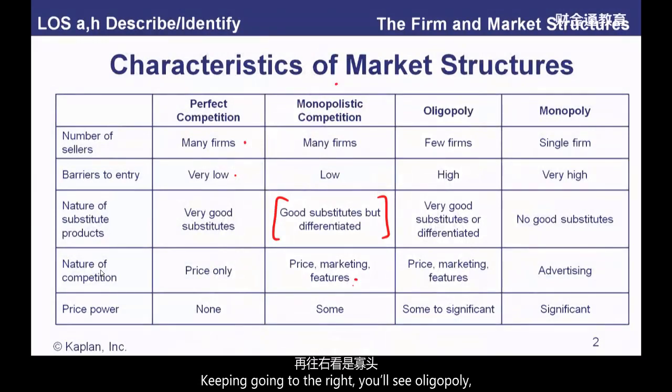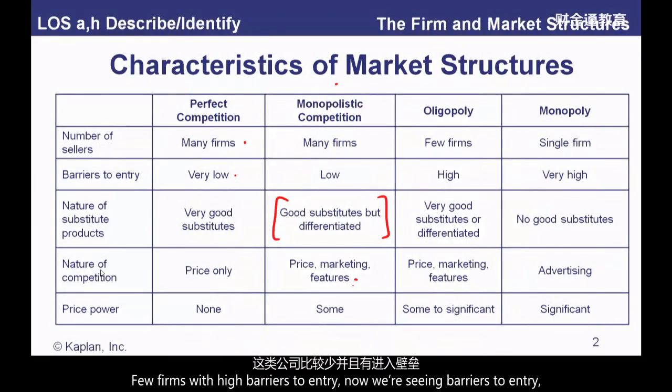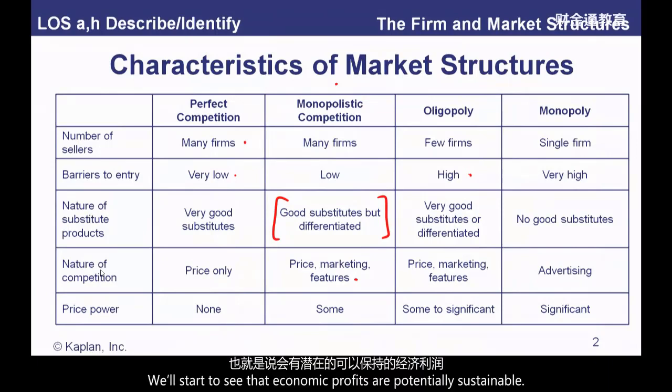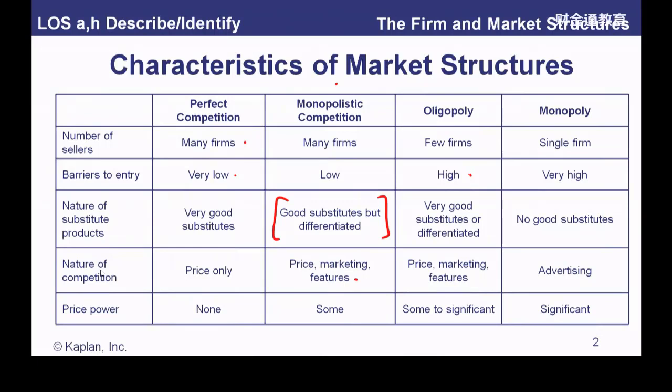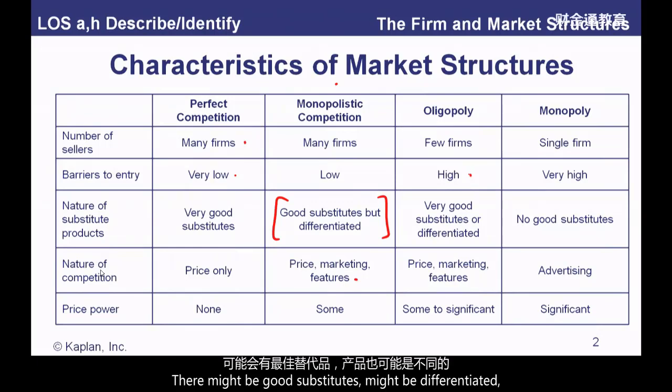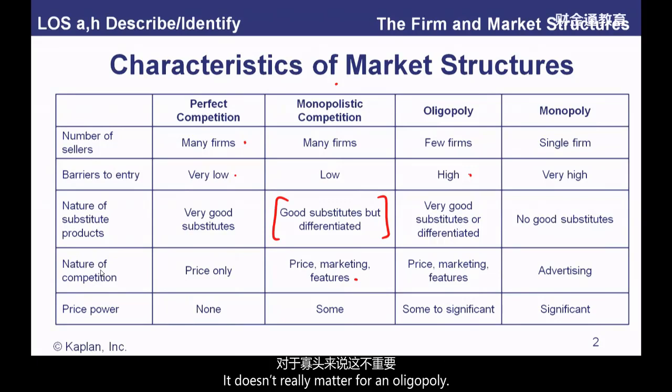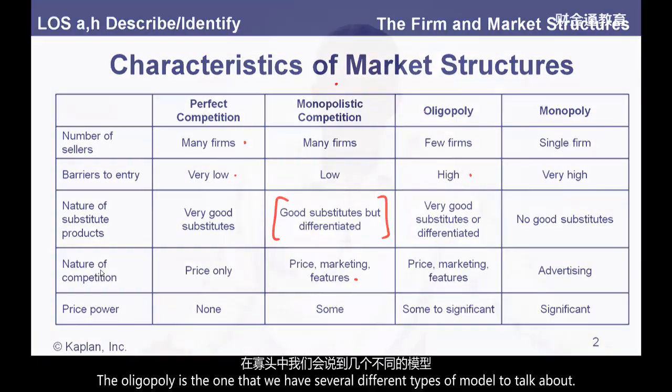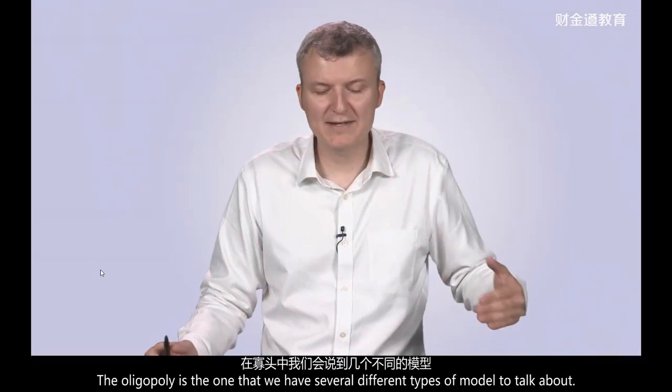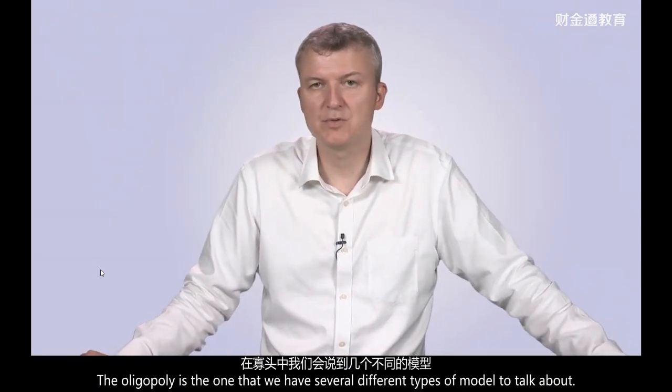Keep going to the right, and you'll see an oligopoly: few firms with high barriers to entry. Now we're seeing barriers to entry, we'll start to see economic profits that are potentially sustainable. There might be good substitutes, might be differentiated. It doesn't really matter for an oligopoly. They will compete on price. So again, we're going to see a downward sloping demand curve and some pricing power, significant pricing power. It depends on the model we look at. The oligopoly is the one where we have several rather different types of model to talk about.